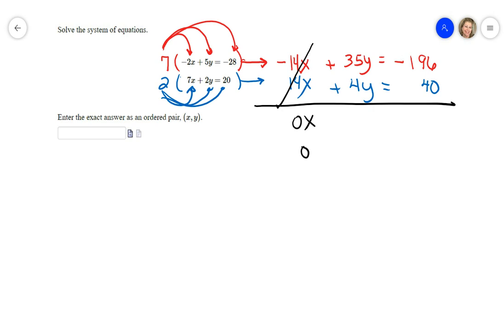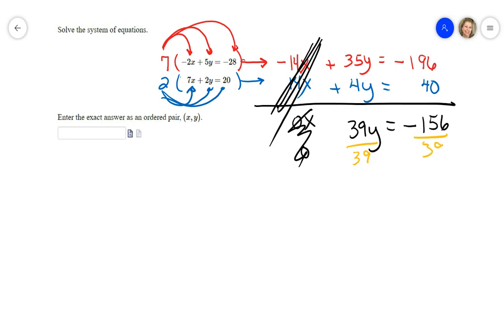Now, like I said before, those cancel out. That's just gone. I don't need it. 35y plus 4y is 39y. And a negative 196 plus a positive 40 is a negative 156. And then, of course, the last step would be divide by 39. And I don't suppose that would divide evenly for me, would it? 156 divided by 39. Oh, wasn't that sweet? That is a negative 4.